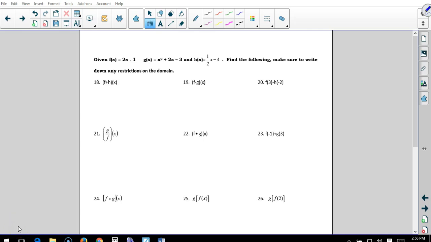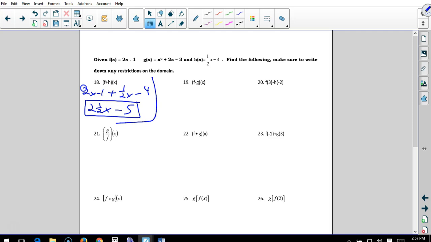Okay, part 2, number 18. We're just going to add f plus h. So 2x minus 1 plus h, which is 1/2 x minus 4. So 2x plus 1/2 x is 2.5x. You could also put 5/2 x, doesn't make a difference, minus 5. -4 plus -1 is -5.